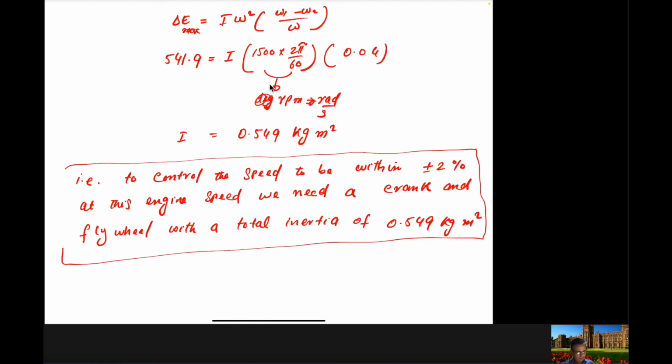So again, this is important, that the main objective of this flywheel is to control the speed to be within this limit here.